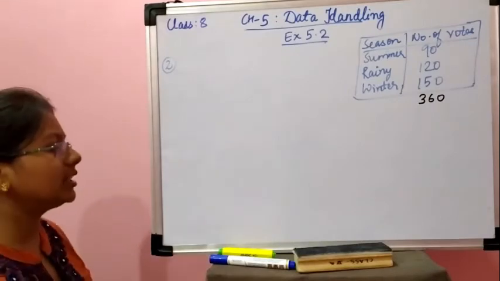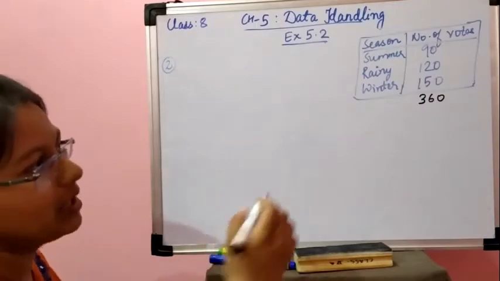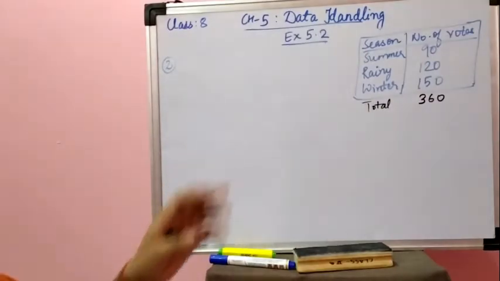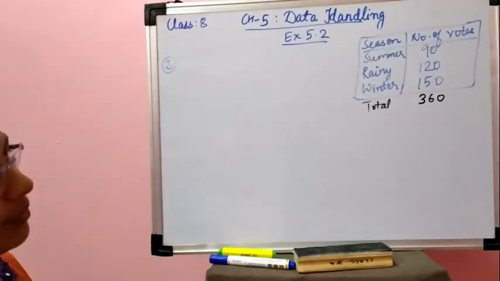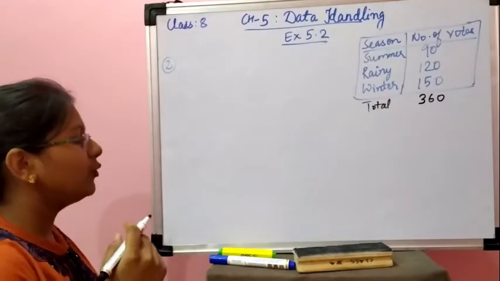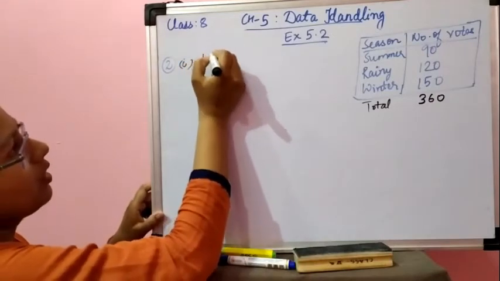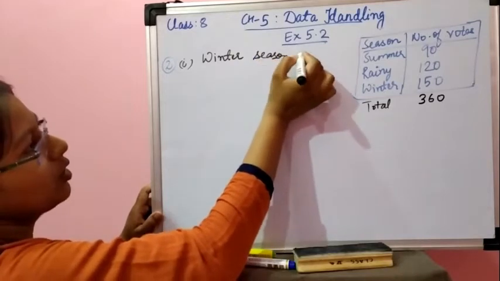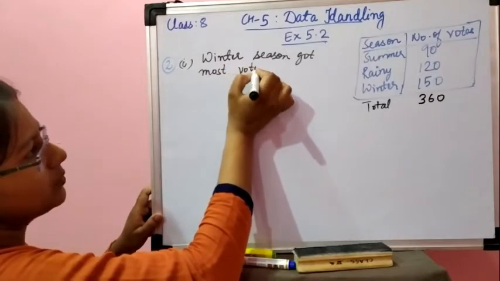So a group of 360 people were asked to vote for their favorite seasons. So 360 people have been asked to tell their favorite season. 90 people have said that summer is their favorite season. 120 people voted for the rainy season. Similarly, 150 voted for the winter season. Now, the first part is which season got the most votes? Very simple. You can see the winter season got the most votes. We have to write a complete answer.